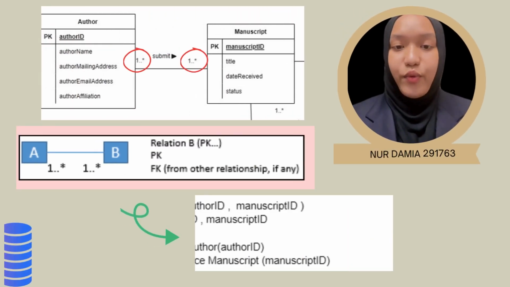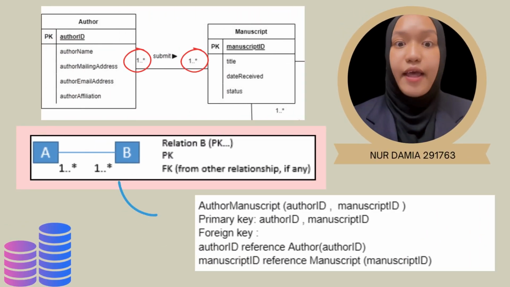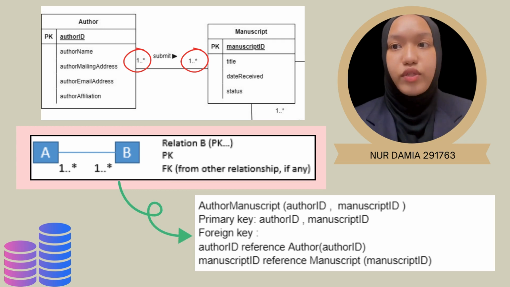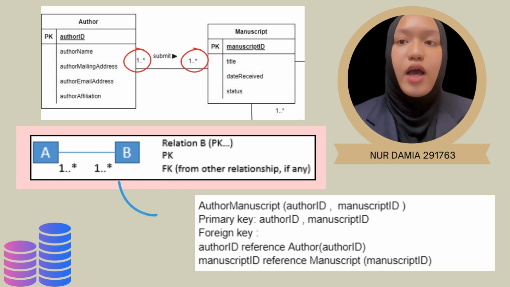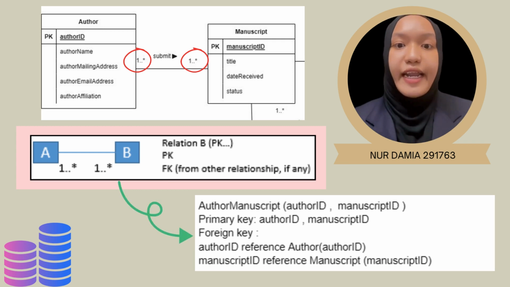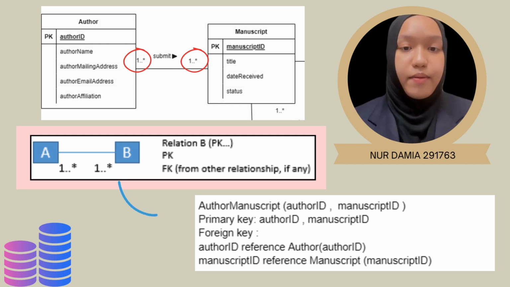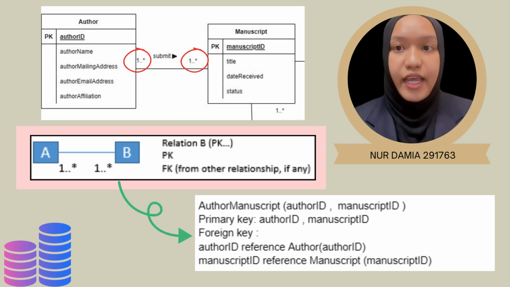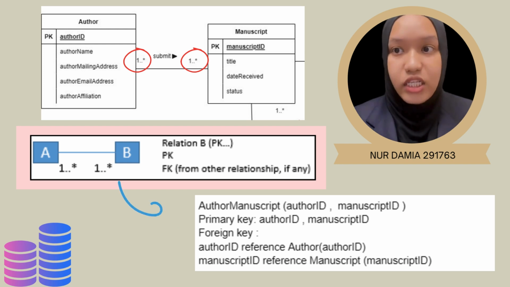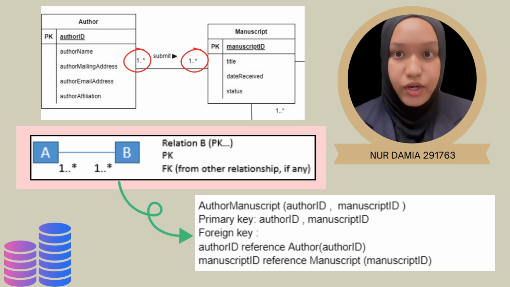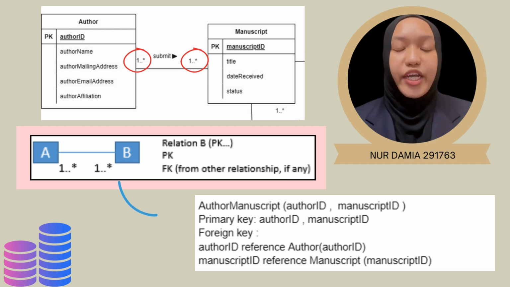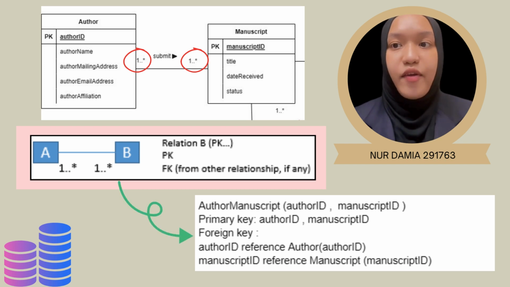From the ERD, we identify that table author and table manuscript is many-to-many. To handle many-to-many relationship, we will combine these two tables to become author manuscript. Author manuscript table will create link to the primary key from both tables. Its primary key is composed of two foreign keys, which are author ID and manuscript ID, to ensure referential integrity by referencing the primary key of the author and manuscript table.